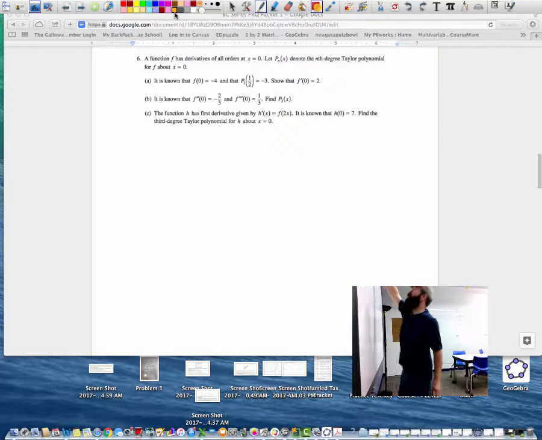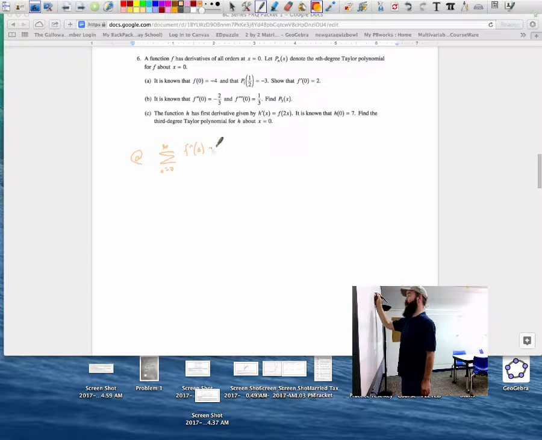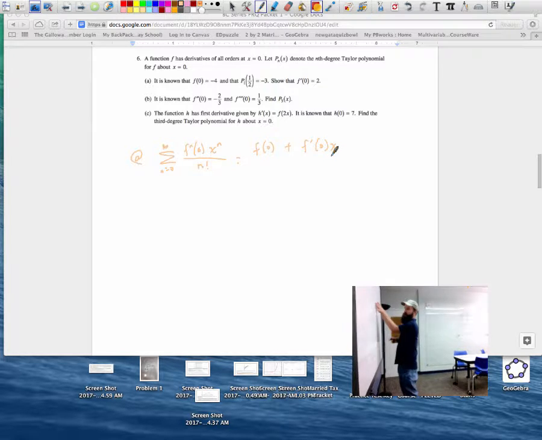So if you were trying to generate a Maclaurin series, in general, the Maclaurin series formula starts at 0, goes to infinity, and you have the nth derivative at 0 times x to the n over n factorial. So if I wanted the first degree, I would have f of 0, x to the 0 over 0 factorial, which is 1, plus f prime of 0, x to the first over 1 factorial, which is 1. So this is the first degree Taylor polynomial.